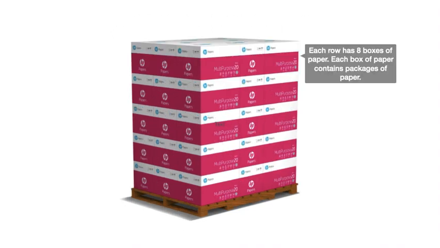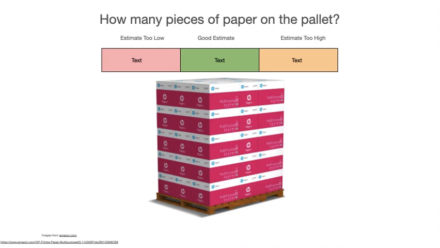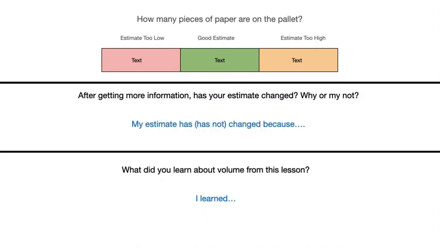Each row has 8 boxes of paper. Each box of paper contains a package of paper. So what does that mean? That means each one of these rows with the pink and white, pink and white, so 1, 2, 3, 4, 5, has exactly 8 boxes of paper. Okay, so now, how can you change your estimate? I changed my estimate because I realized that if I only had 8 pieces of paper accounted for, I probably thought far too few.